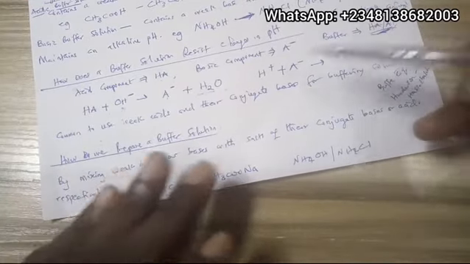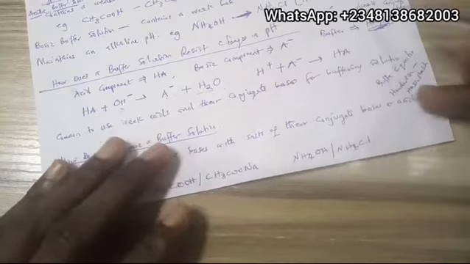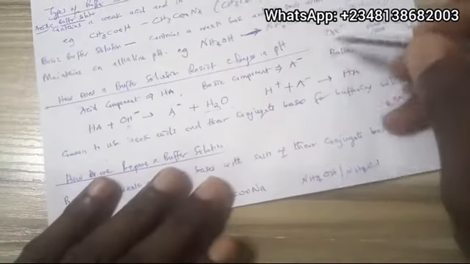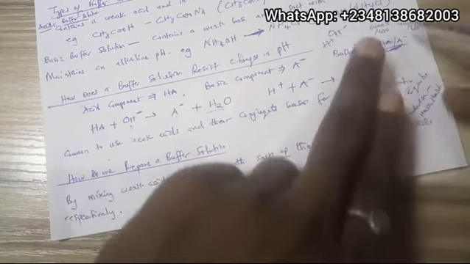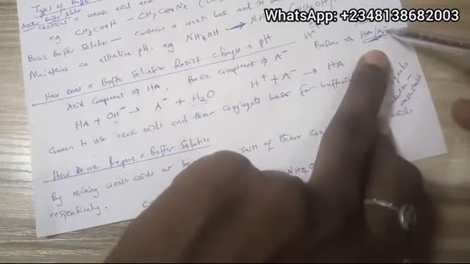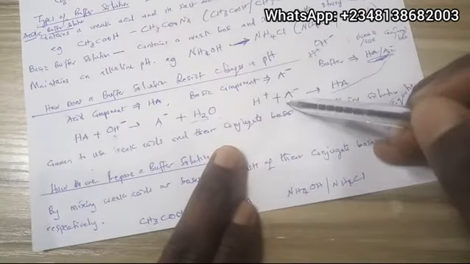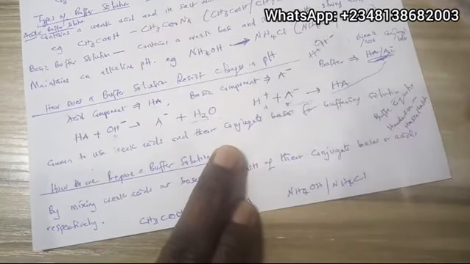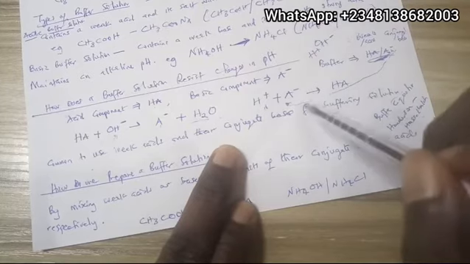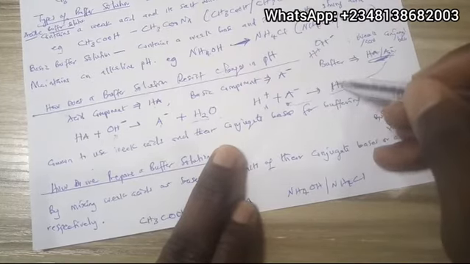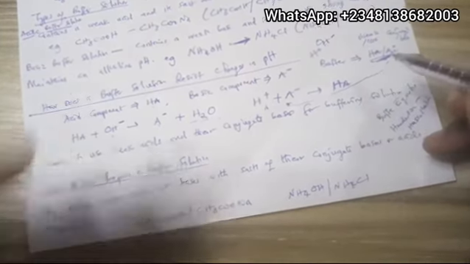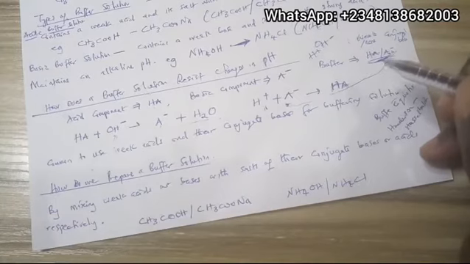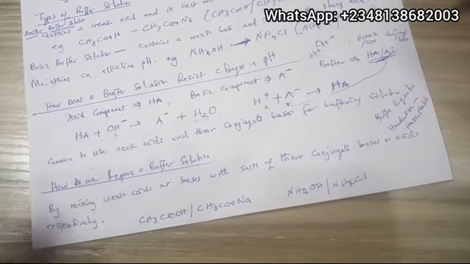Now, let's assume that what you added is a strong acid. Hydrogen ion comes from the strong acid. This conjugate base component will attack the hydrogen ion from the strong acid and neutralize it to form this. When this happens, the pH will not be allowed to go down. It will maintain it at that particular level. So this is basically how a buffer solution resists changes in pH.